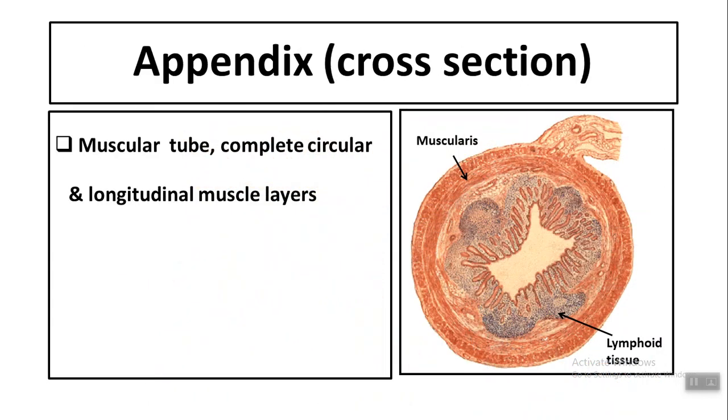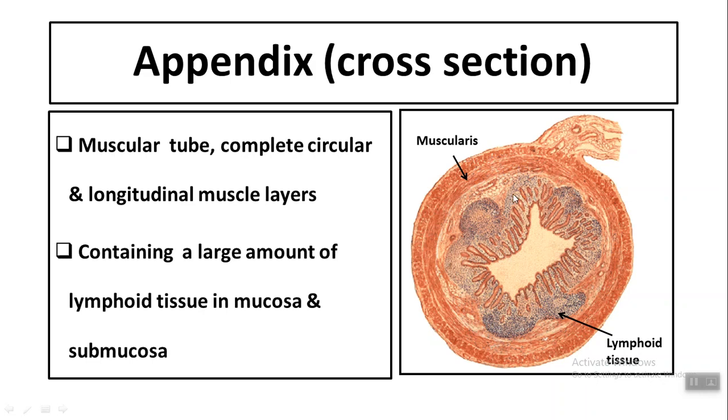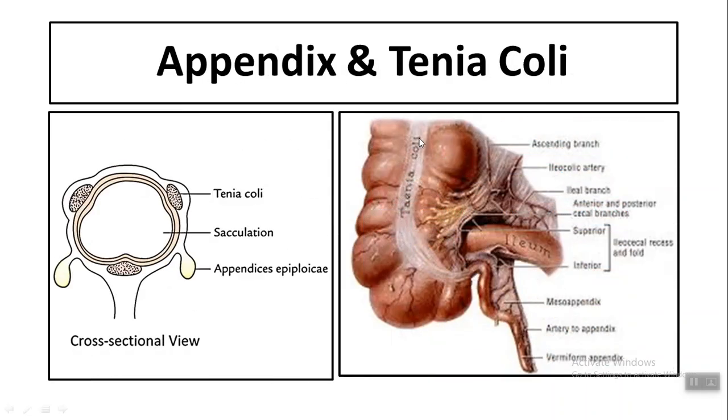If we take a cross section of the appendix, it is a muscular tube. As we said, it is a muscular tube that has a coat of muscularis, meaning an inner circular and outer longitudinal muscle layer, and it contains a large amount of lymphoid tissue in the mucosa and submucosa. These are the tinea coli of the cecum. At the base of the appendix, the cecum has 3 bands of tinea coli. At the base of the appendix, these 3 bands will unite and form a complete longitudinal muscle layer for the appendix.